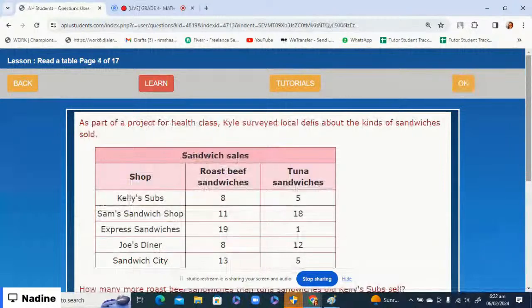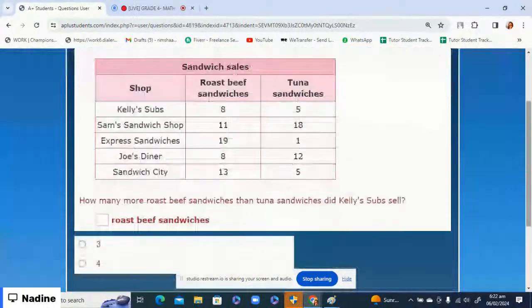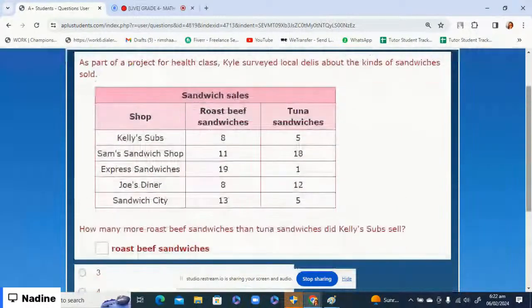Okay, let's do this one. I think this is the same thing again. As part of a project for health class, Kylie surveyed the local shop about the kinds of sandwiches sold. Roasted beef sandwiches are given and tuna sandwiches are given. So we are only interested in the Callies. How many more roasted beef sandwiches than tuna sandwiches does Cali Subs sell? So we are only interested in Callies.